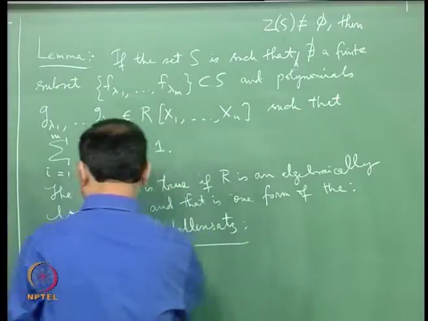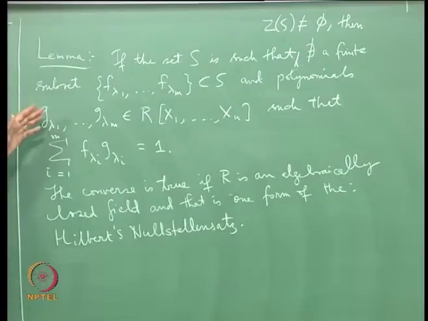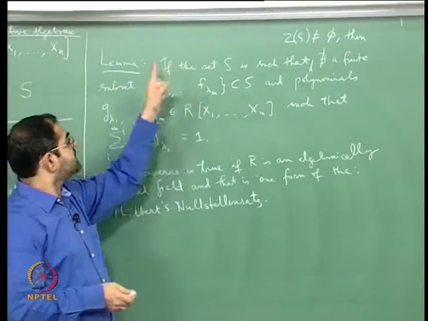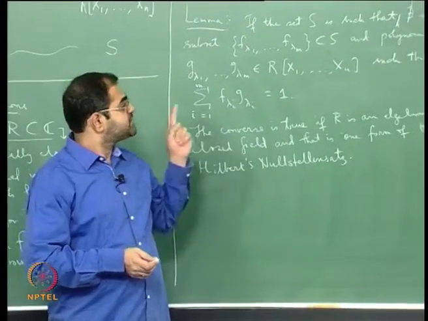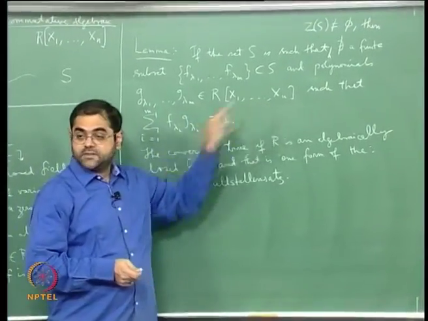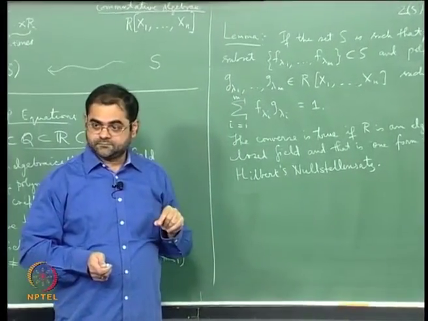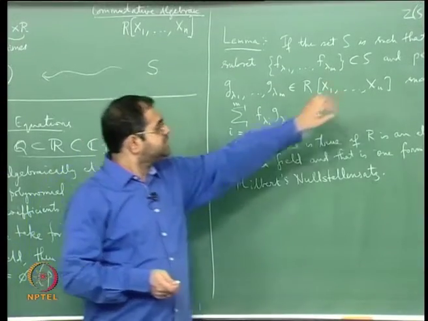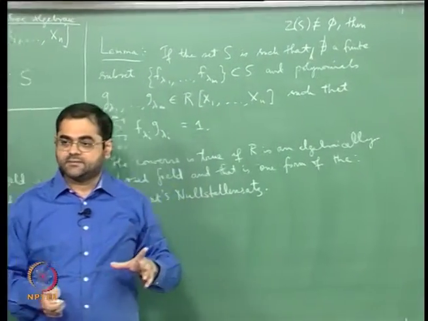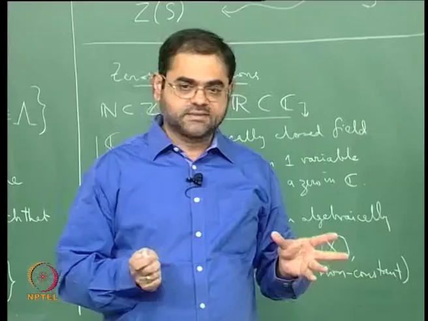So let me keep it like this, let me not state it. The converse will be that if R is an algebraically closed field and if the subset S of polynomials in the polynomial ring over R in n variables is such that no finite subset of it can generate 1, then the zero set defined by that subset is non-empty. That is one form of the Nullstellensatz, which is usually called the weak form of the Nullstellensatz.